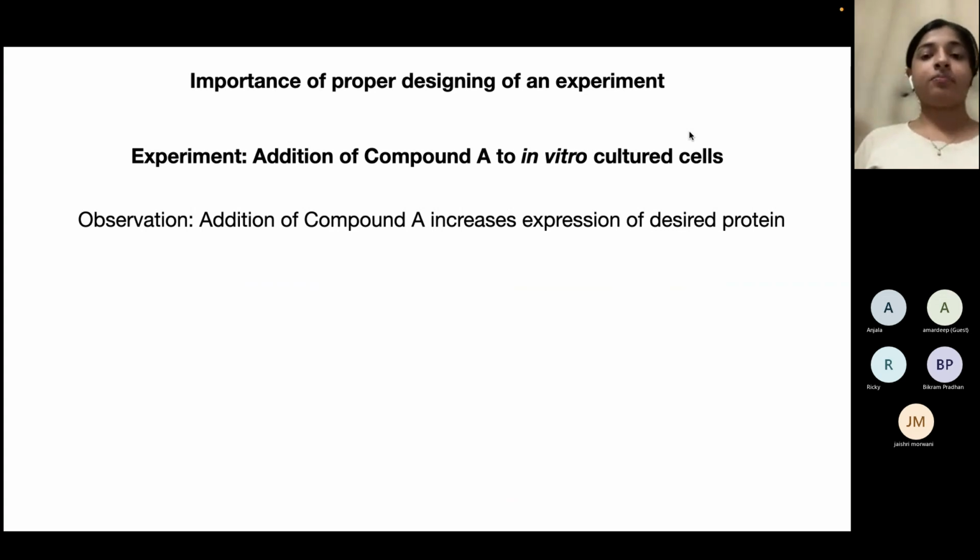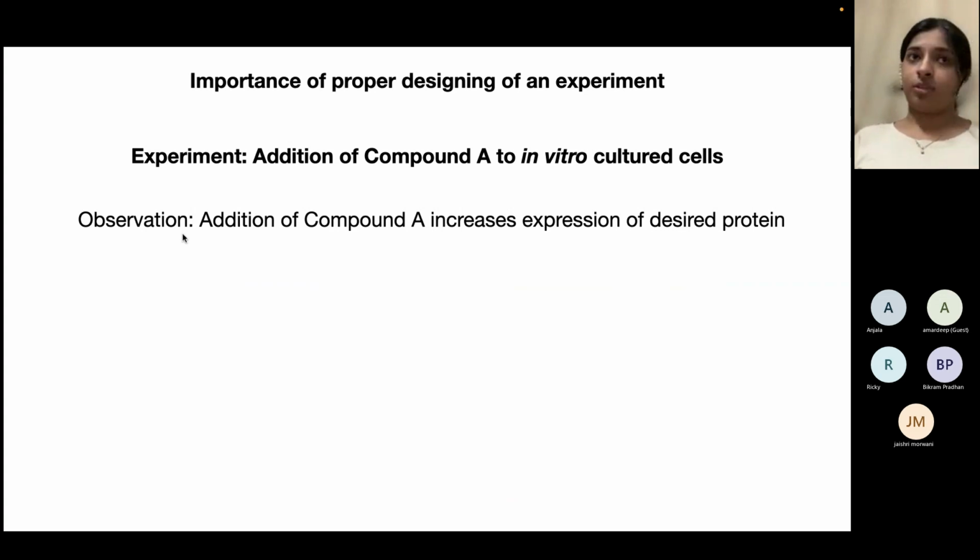Your question is, what happens when I take in vitro cultured cells, any cells, say HeLa cells for this example, and you add compound A to it, an arbitrary compound A. You're asking what happens to the cells if I just add compound A. And you observe that just addition of this compound increases the expression of a desired protein. Now, how can you experimentally show this?